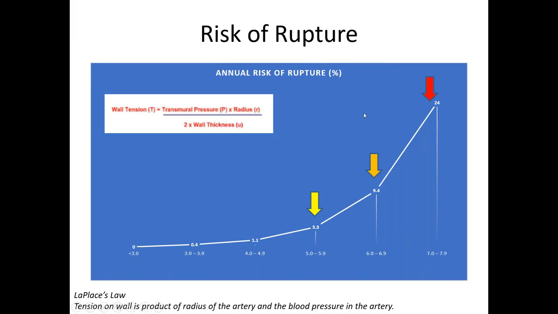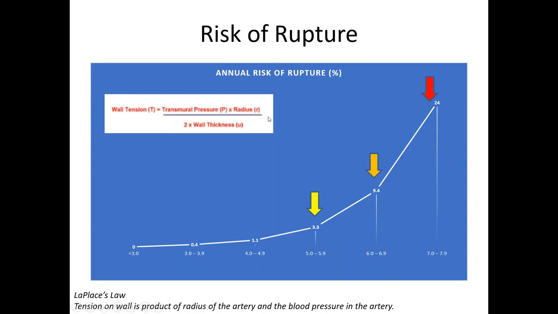Here's a schematic showing risk of rupture. You can see here, when it's 5 to 5.9 centimeters, there is a 3.3 times increased risk. When the diameter goes to 6 to 6.9, suddenly there is almost 3 times more increase in the risk of rupture. And then, of course, when we go from 7 to 7.9, then we have 24. You can see this is actually almost 8 times the risk.